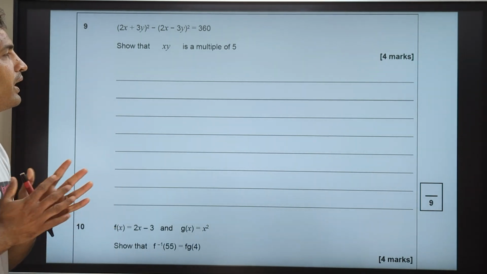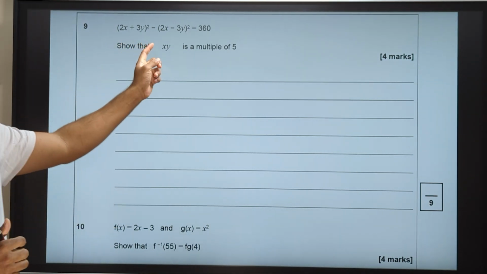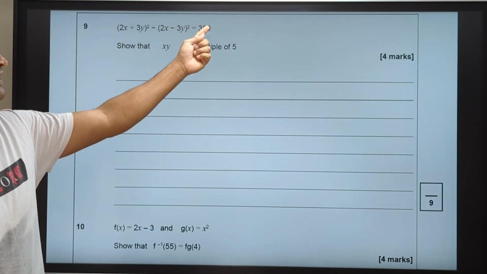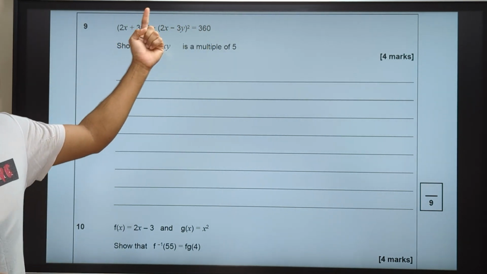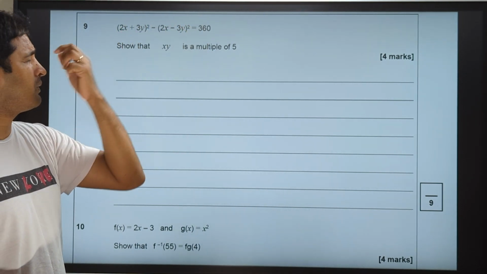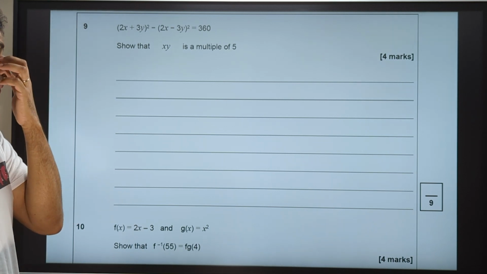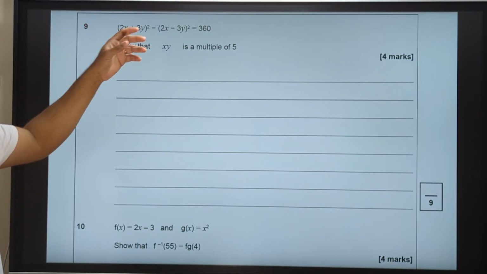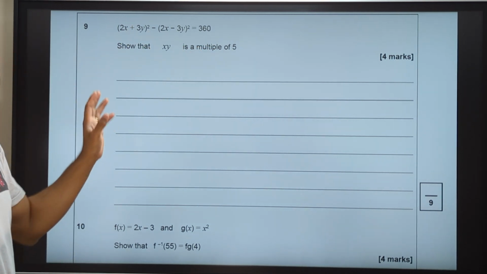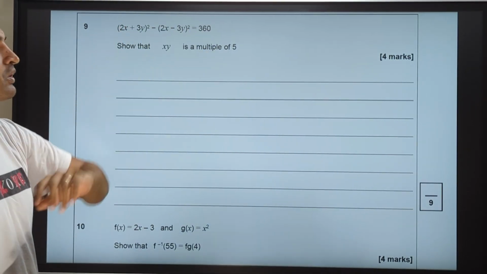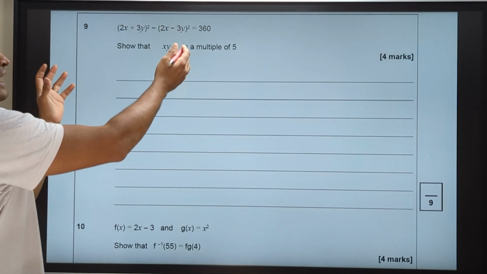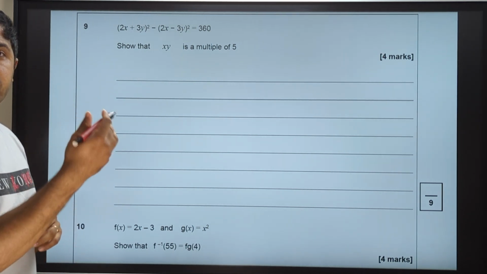Okay, question 9. So what we're looking at here is show that the xy is a multiple of 5. Okay, and this is the equation of a circle. Something squared take away something squared is equal to 360. Even if you're not sure about it, that's fine. We're just going to try and work out that xy is a multiple of 5. And all we're trying to do is make sure that this should be equal to 360. Expand the brackets and expand the brackets, take away, and then compare it with the 360 on the other side.